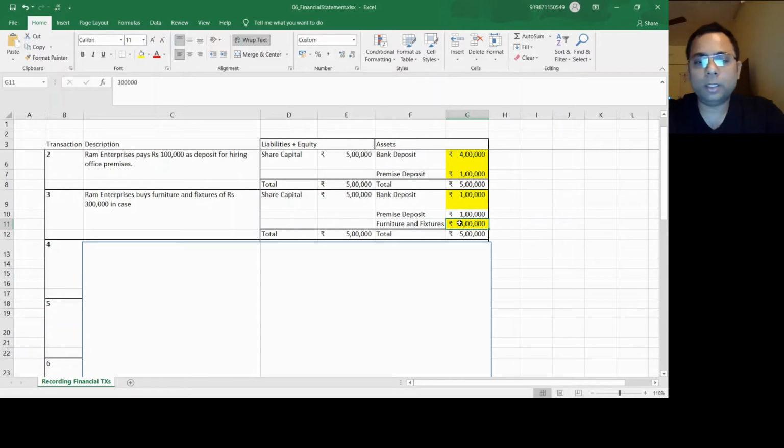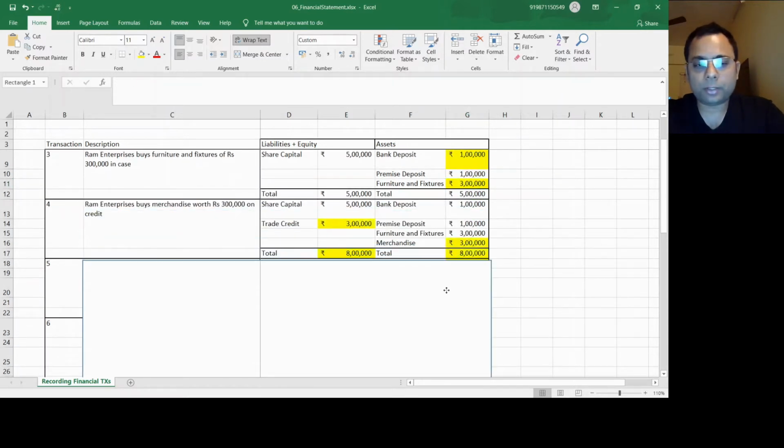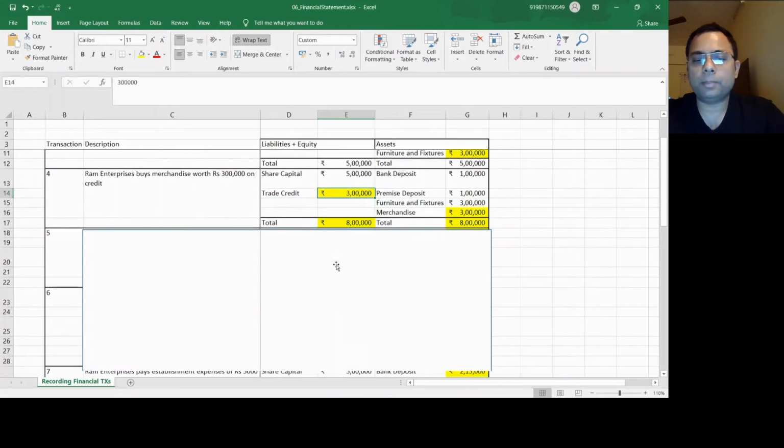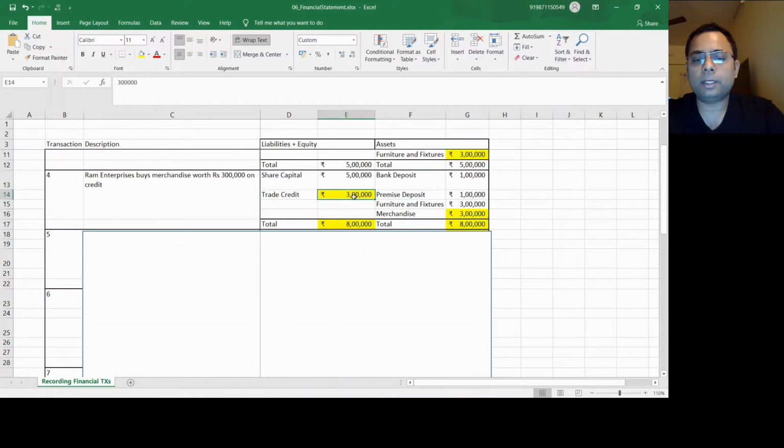So these are all assets which the enterprise is adding for itself. In transaction 4, Ram Enterprises buys merchandise, some material for doing the business, of 3 lakh rupees on credit. So merchandise is set to 3 lakh rupees here, and since it is bought on credit, that is a liability, so it gets recorded as trade credit of 3 lakh rupees. The balance sheet total has become 8 lakhs now.